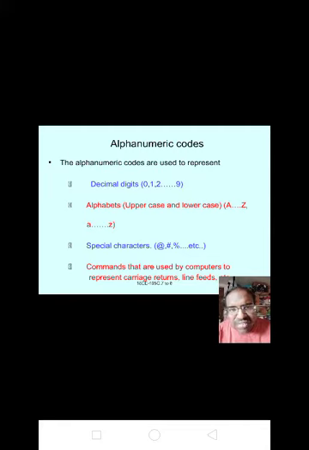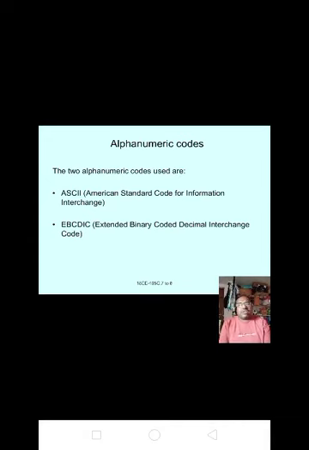These are also known as alphanumeric codes. Next, alphanumeric codes. There are two types of alphanumeric codes used. They are ASCII, that is American Standard Code for Information Interchange.